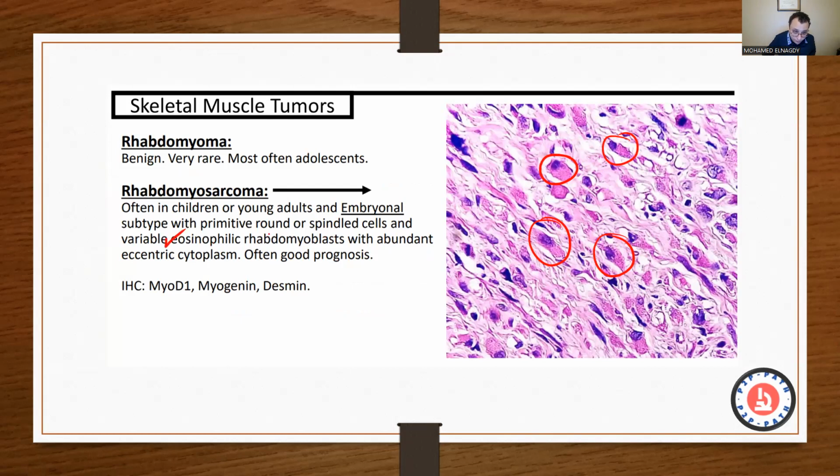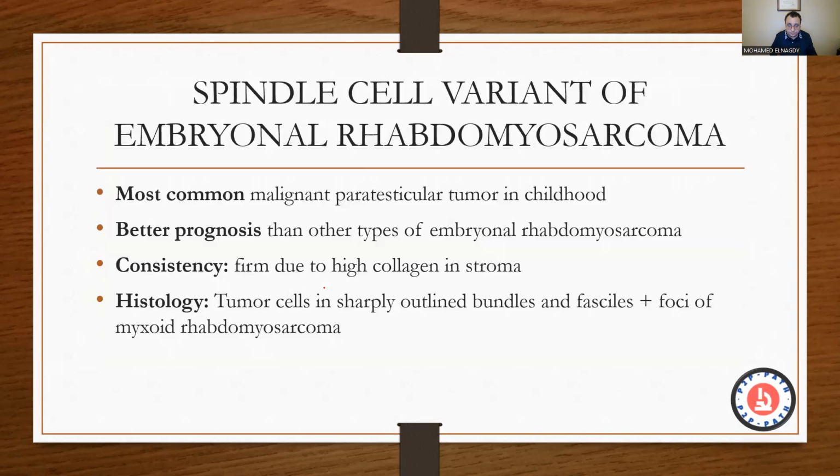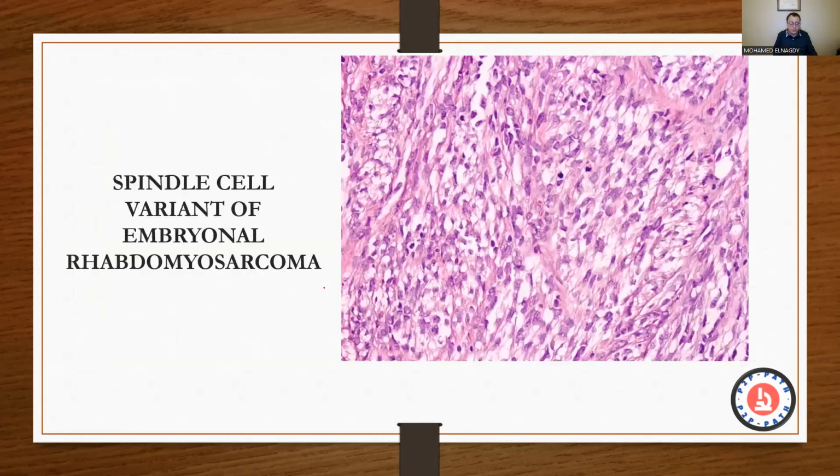Here are eosinophilic rhabdomyoblasts with abundant eccentric cytoplasm and striations. It's usually positive for muscle markers, which are myo D1 and myogenin. Myo are the muscle markers. This is rhabdomyosarcoma. There is a spindle cell variant of rhabdomyosarcoma, but it's usually not very common.